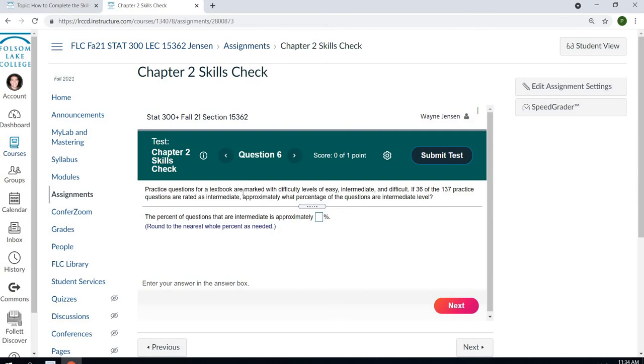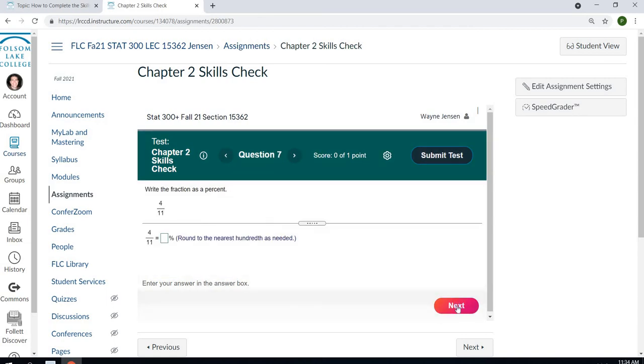Practice questions of a textbook are marked with difficulty of easy, intermediate, and difficult. If 36 of the 137 practice questions are rated as intermediate, approximately what percentage? Round to the nearest whole percent. So I'm going to grab a calculator really quick and take 36 and divide by 137. And look at 0.262. So I'm going to say 26%.